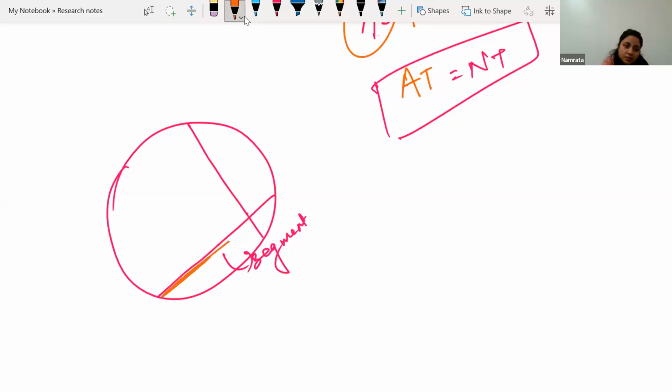I can say this one is the bigger segment. Here this one is the bigger segment. These two are equal, and this one is the smaller segment. These two are equal. That's what we have to prove. We have already proved that the bigger segments are equal.